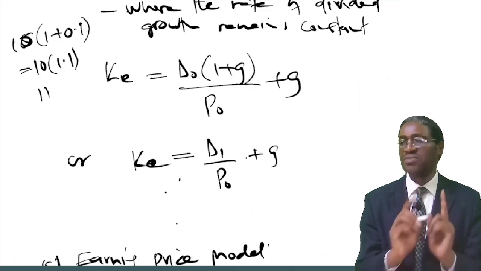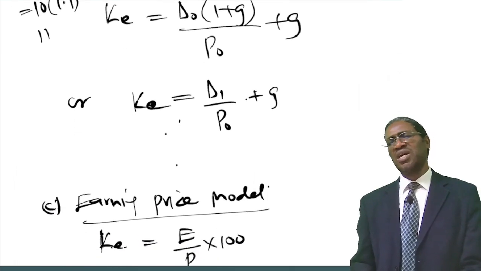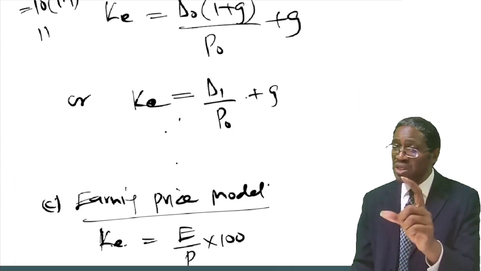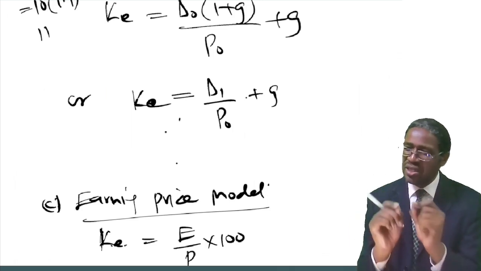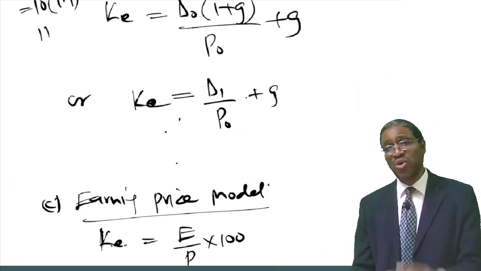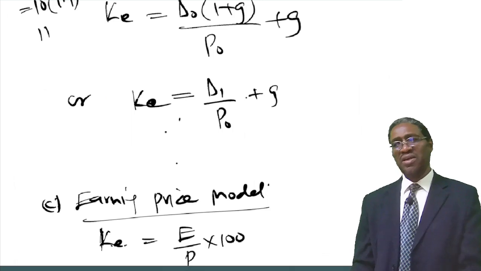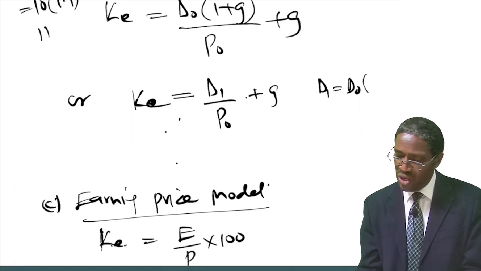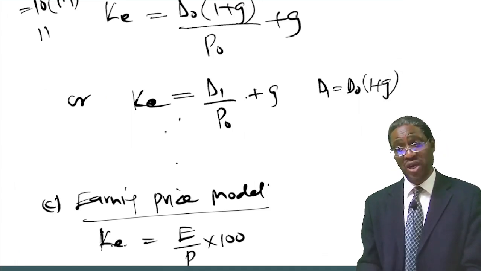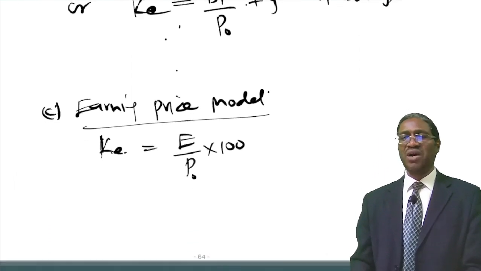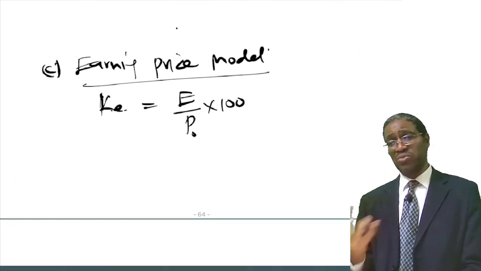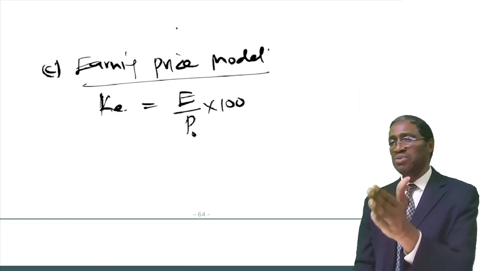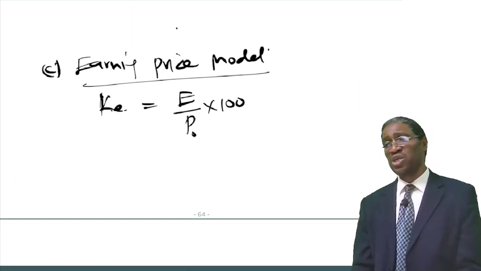Are you there? Good. Then I've said, if the examiner gives you what the company expects to pay as dividend, then you use the expected dividend, D1, because it has already captured the growth. So in other words, D1 is the same as D0 into 1 plus g. I hope you are getting. We shall put down this. Then I've now talked about the earnings price model, if we are expecting in terms of earnings. So KE becomes earnings per share divided by market price per share times 100.